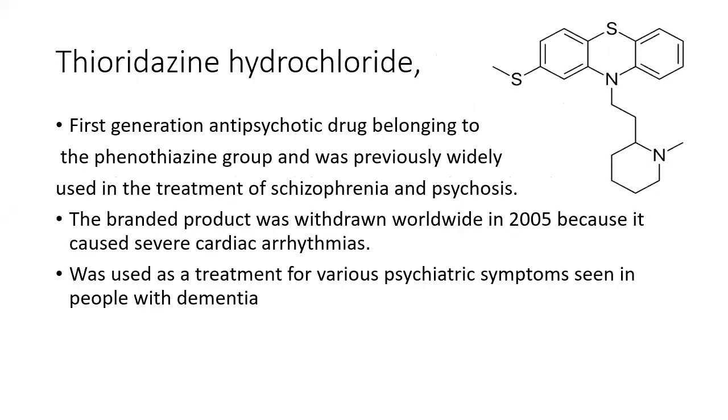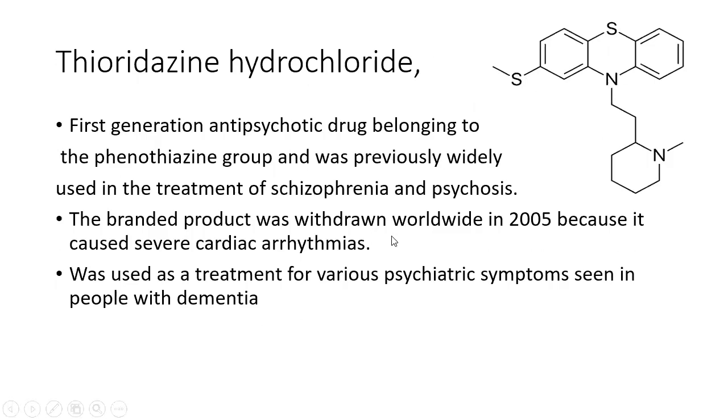Now thioridazine. You can see here in the structure there is the methyl thio group. Thio is sulfur. So thioridazine hydrochloride is also a phenothiazine, a first generation antipsychotic drug, which is used in the treatment of schizophrenia and different types of psychosis.